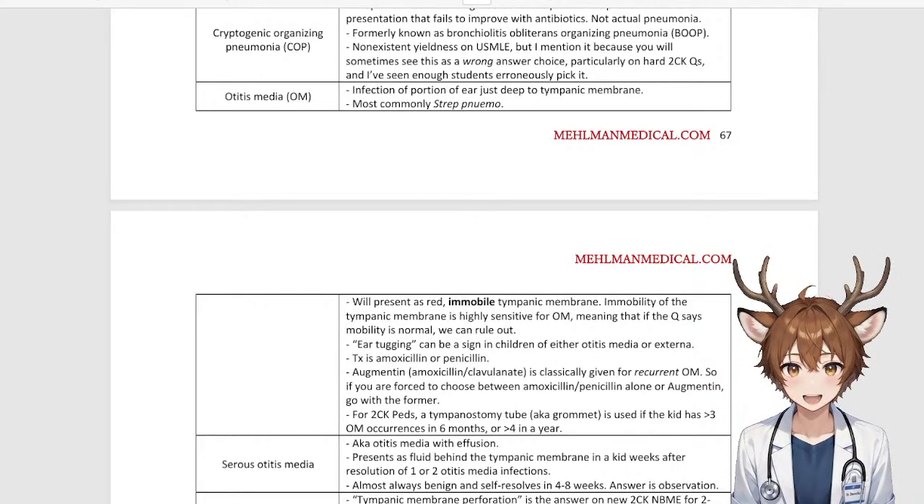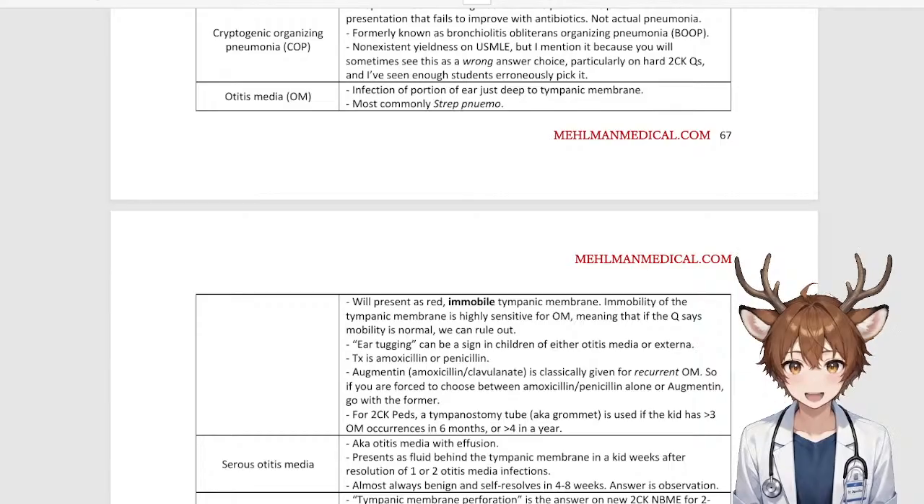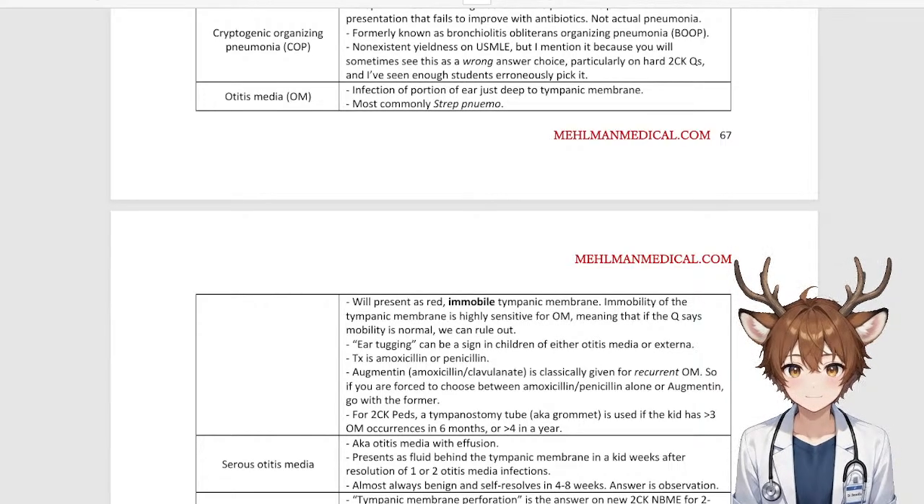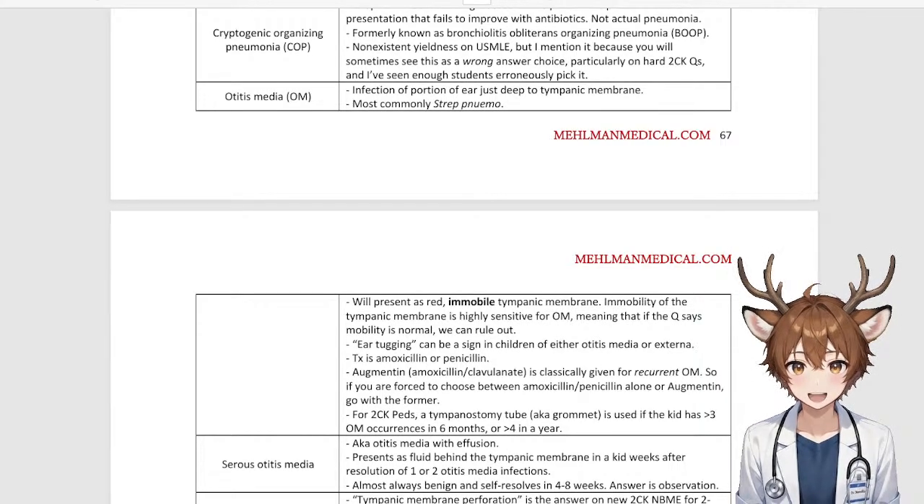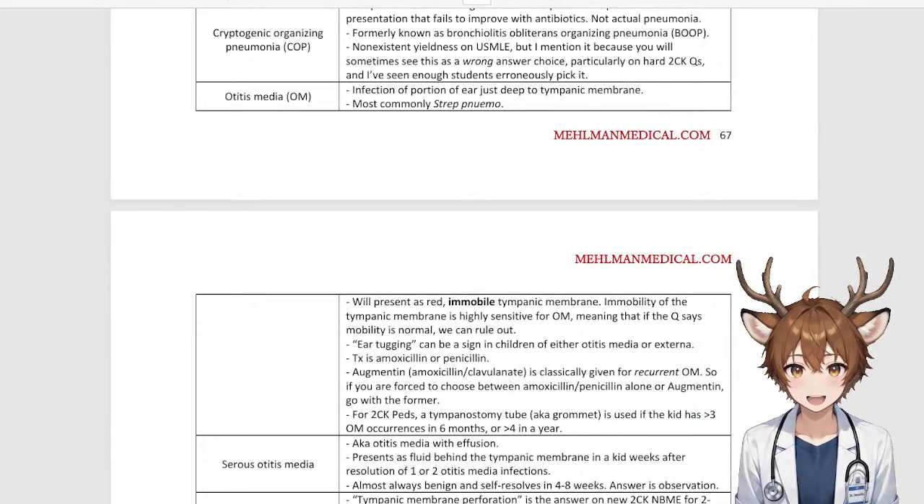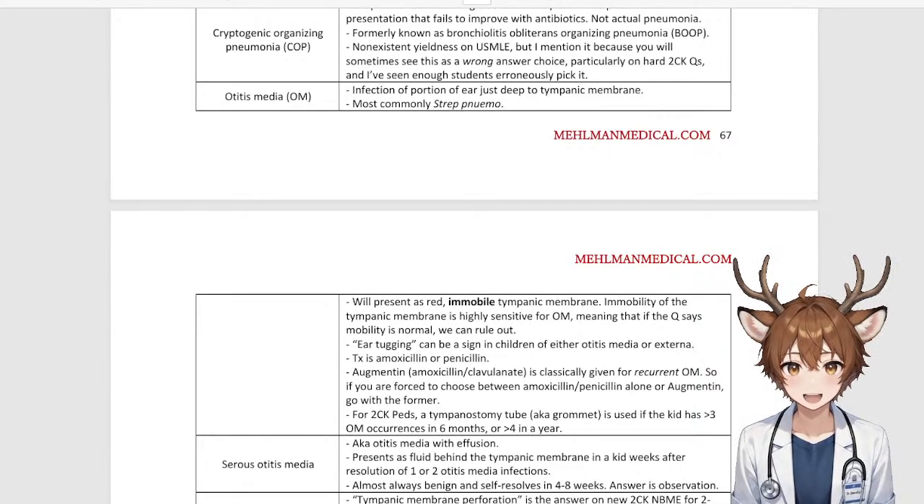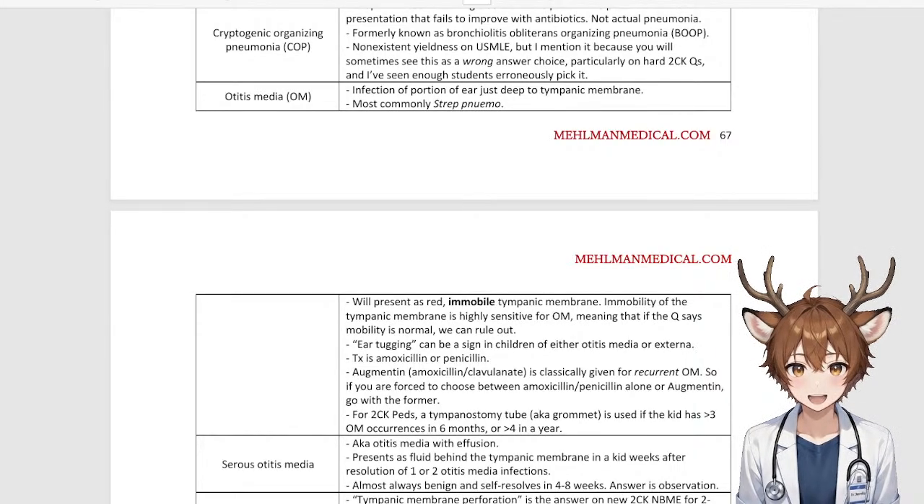For 2CK peds, a tympanostomy tube, aka grommet, is used if the kid has greater than 3 otitis media occurrences in the last 6 months, or greater than 4 in a year.